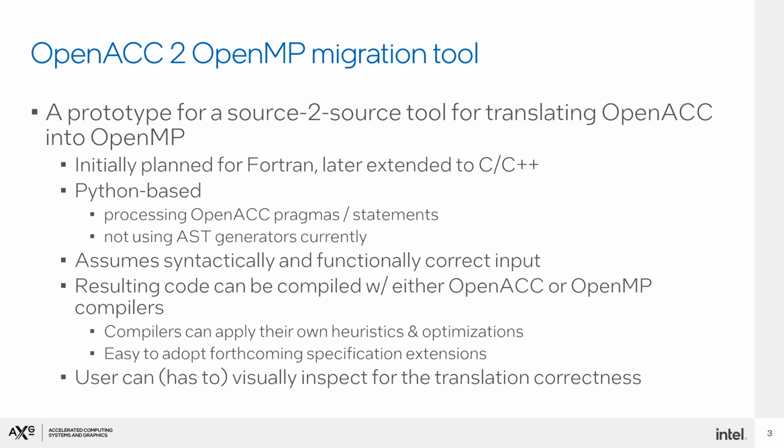It's basically a line-to-line parser, so it's not using abstract syntax trees at the moment. There is nothing fancy in the backend. But this is something that I'm considering adopting if needed. My main concern is a good AST generator for Fortran, right? We have LLVM and Clang for C, but for Fortran the story is a bit different. So the input for this migration tool needs to be syntactically and functionally correct. Your application written in OpenACC needs to be correct.